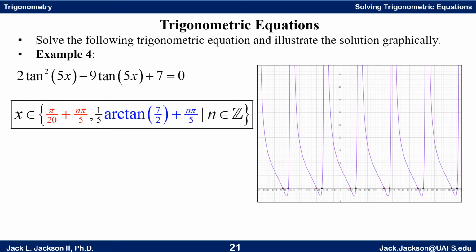And so here's what the graph looks like. And we see that here are the two solutions. So the pi over 20 stuff plus shifts by n pi over 5 are all the red dots here, and shift over by pi over 5 to get here, and shift over by pi over 5 again. And 1/5 of the arctan of 7/2 is this blue dot here, and then shift it by multiples of pi.